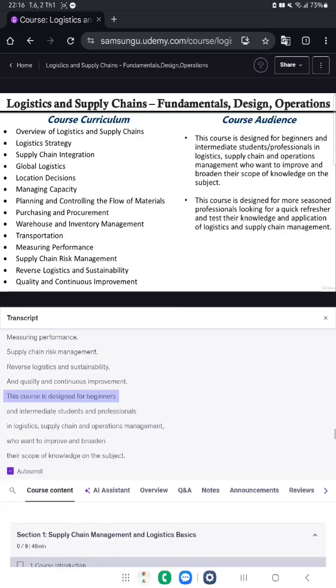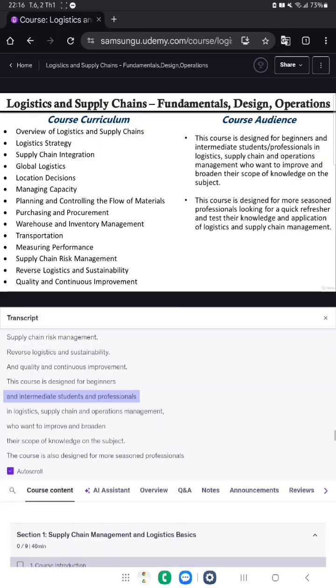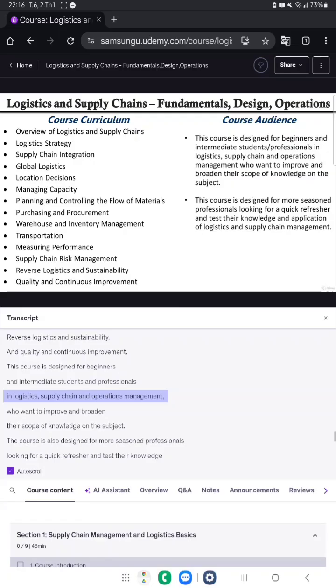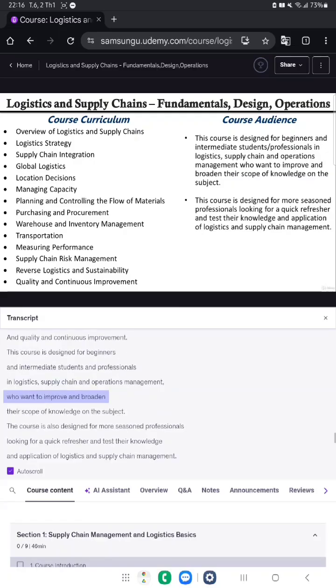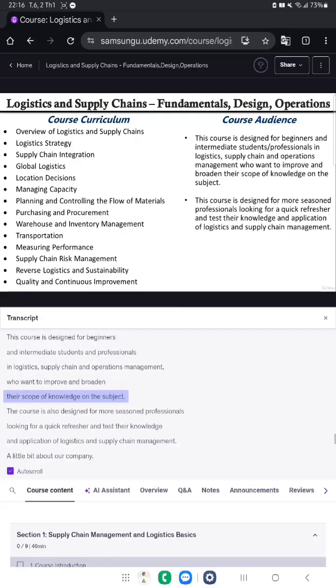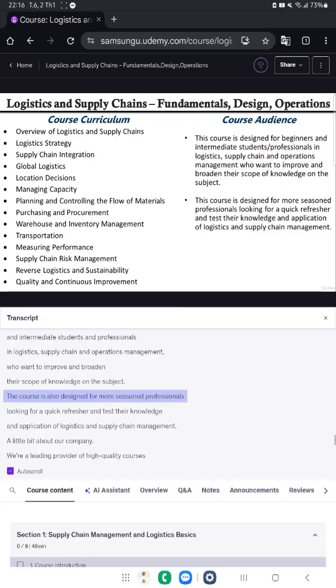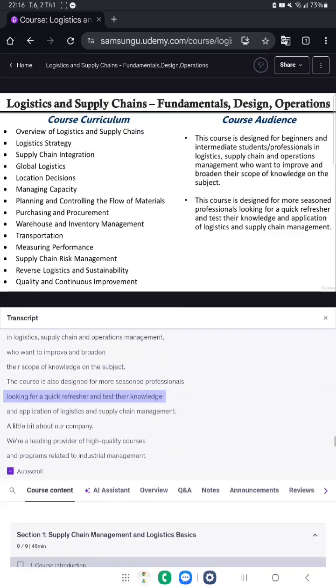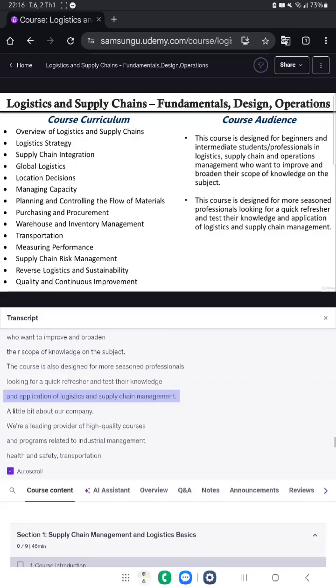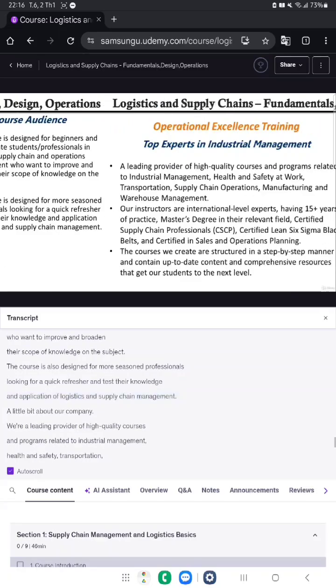This course is designed for beginners and intermediate students and professionals in logistics, supply chain, and operations management who want to improve and broaden their scope of knowledge on the subject. The course is also designed for more seasoned professionals looking for a quick refresher and to test their knowledge and application of logistics and supply chain management.